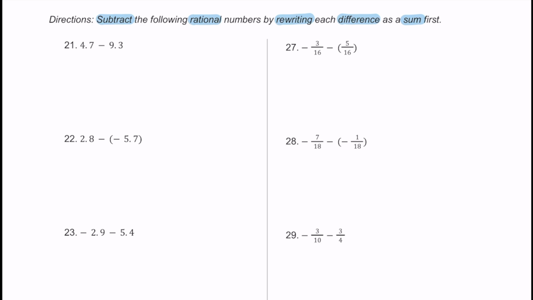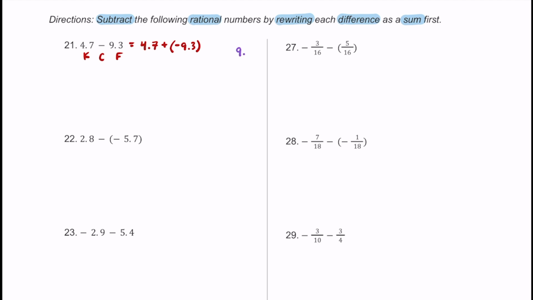For 21, we have 4.7 take away 9.3. We're going to keep, then change, then flip. If we do that, this is going to be the same thing as 4.7 plus a negative 9.3. Okay, so notice here that they have different signs. This one's positive, this one's negative. If that's the case, we're going to go ahead and subtract their absolute values.